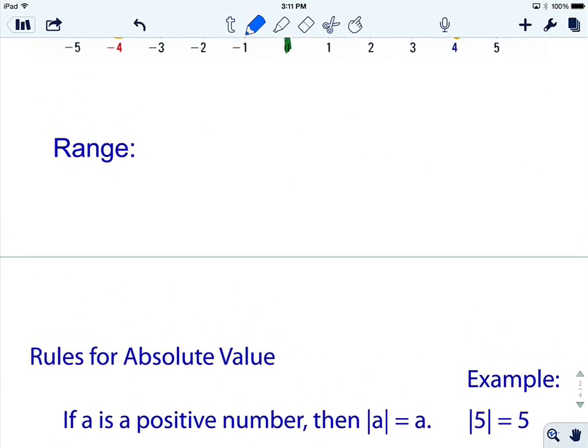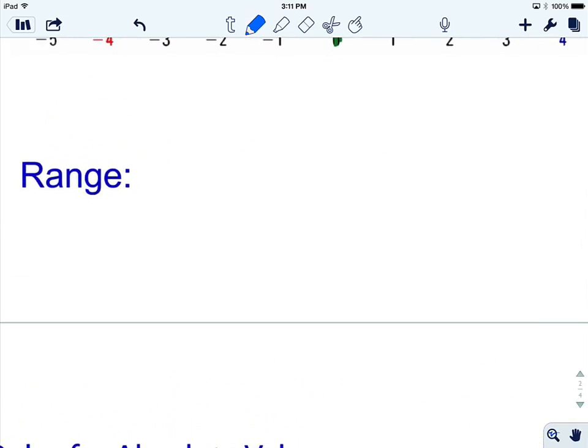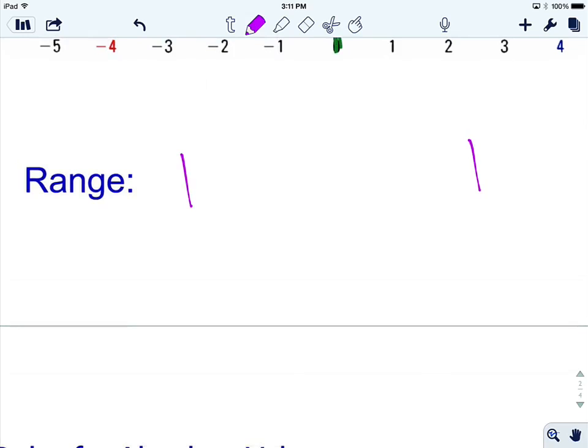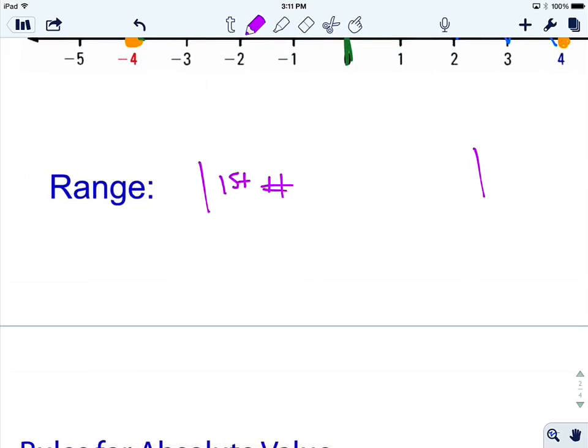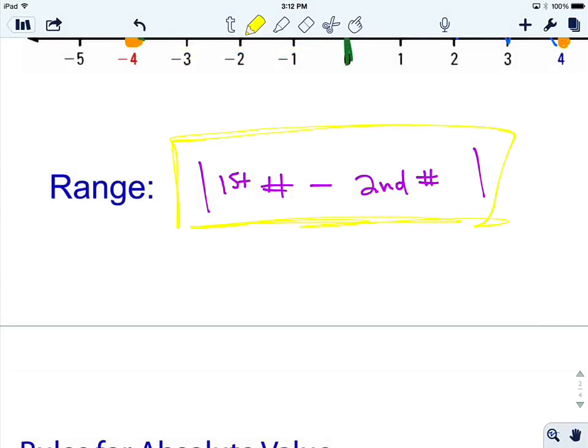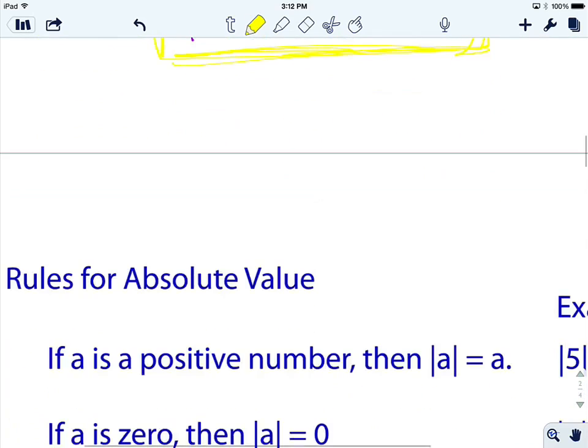So let's talk about range briefly here. We're going to talk about range in a couple of examples, but the range between two numbers is the absolute value. We're going to do it like this in words: first number minus the second number. We'll keep that in mind and come back to that in just a minute. Just have that around, that the range is going to be the absolute value of the first number minus the second number. We'll see what that's like in just a second.